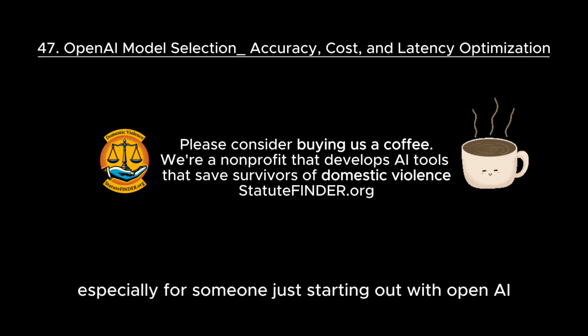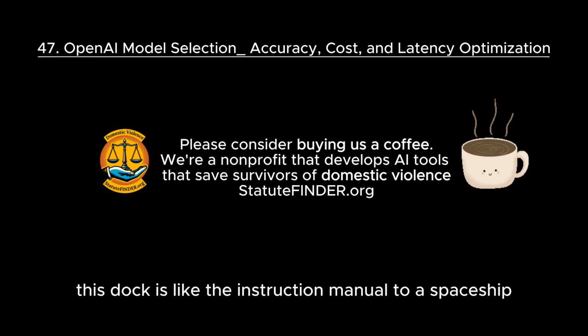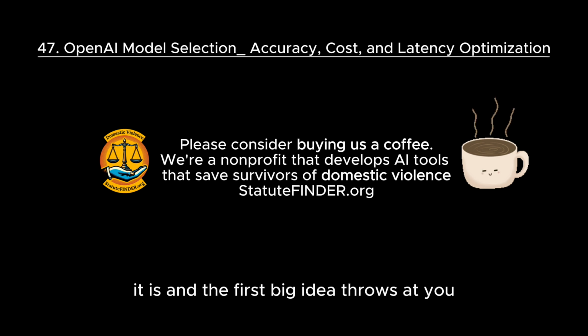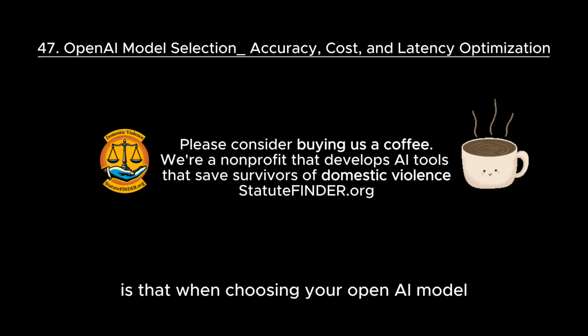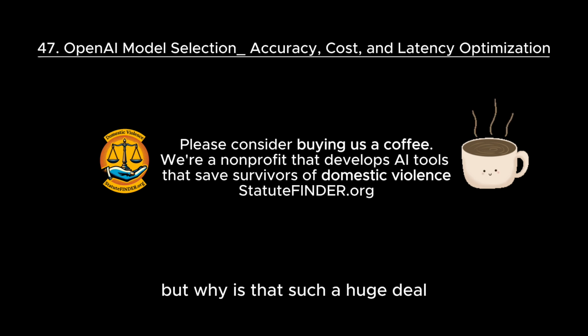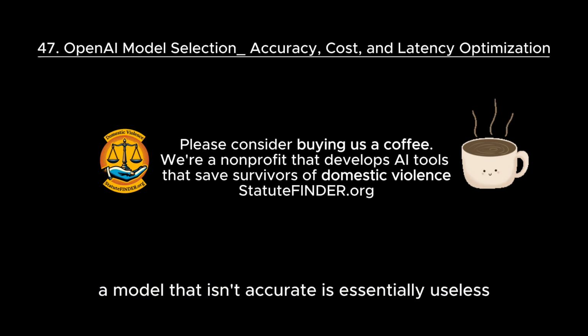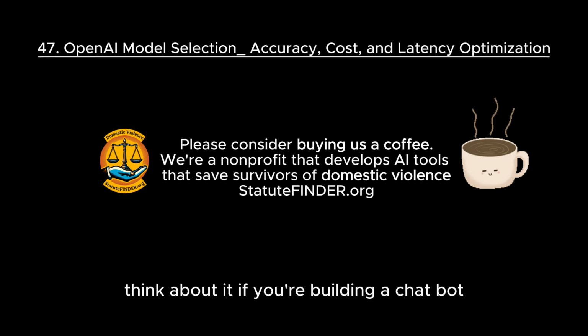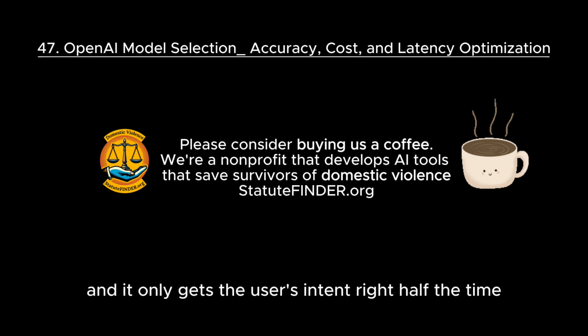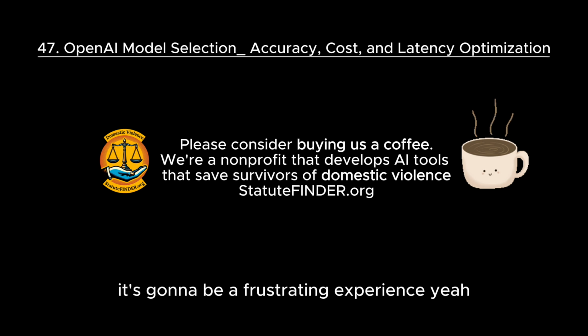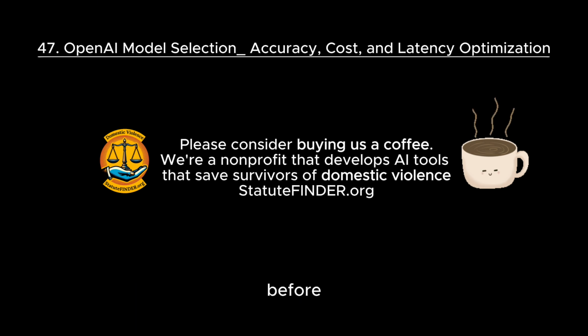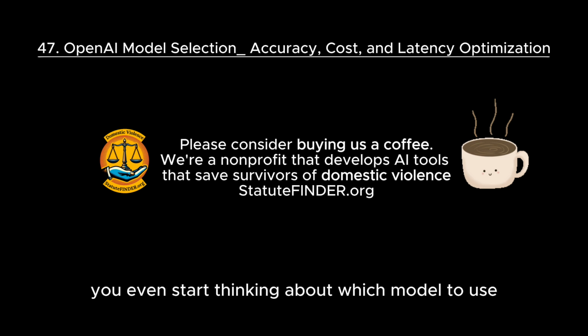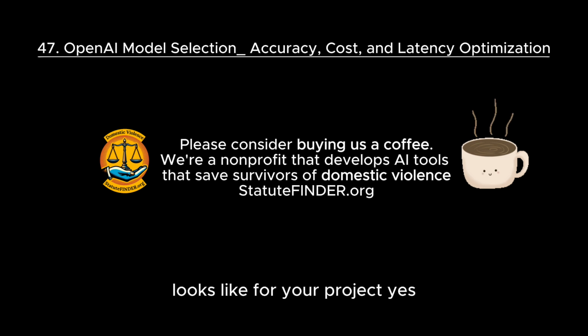Right. It's crucial stuff, especially for someone just starting out with OpenAI. Yeah, this doc is like the instruction manual to a spaceship. It is. And the first big idea it throws at you is that when choosing your OpenAI model, accuracy is king. But why is that such a huge deal, especially for a Python beginner? Because a model that isn't accurate is essentially useless no matter how fast or cheap it is. Think about it. If you're building a chatbot and it only gets the user's intent right half the time, it's going to be a frustrating experience. Yeah, you just want to chuck your computer out the window. Exactly. So before you even start thinking about which model to use, you've got to know what good enough looks like for your project.